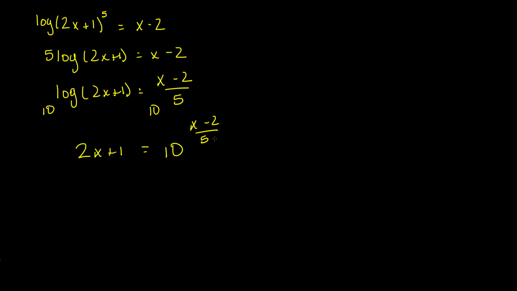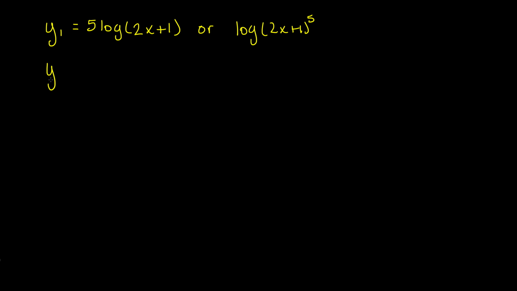And then we're going to keep going back in the circle because, again, the only way I could get rid of this base is if I turn it into a log. So I'd be going in circles trying to solve this. What I'm going to do instead is plug it into a graphing device. In my case, since this is a computer, I'm going to use Desmos. And I'm going to use my first graph as 5 log 2x plus 1, or you could just do log of 2x plus 1 to the fifth power. And y2 is going to be x minus 2.